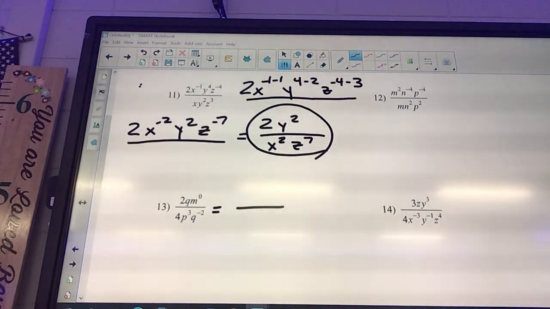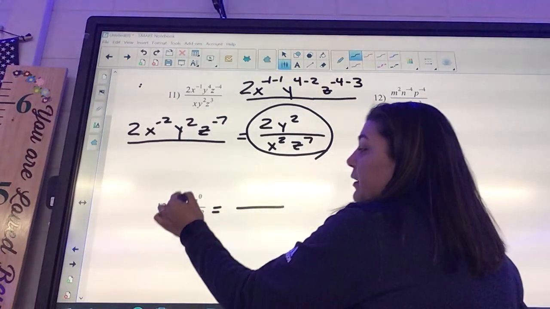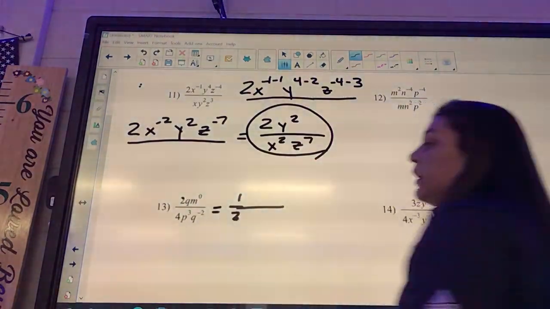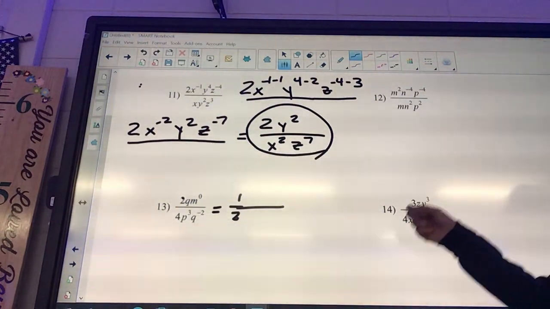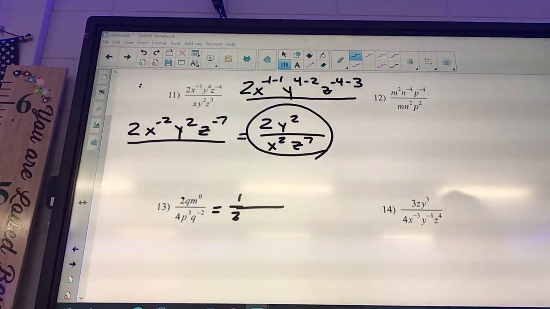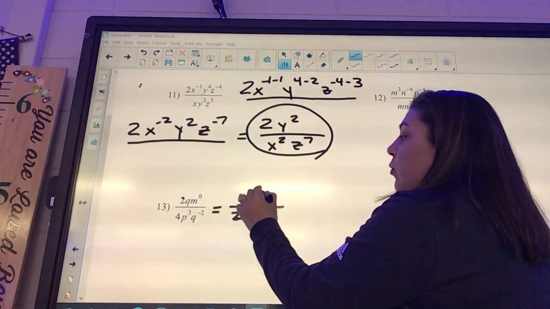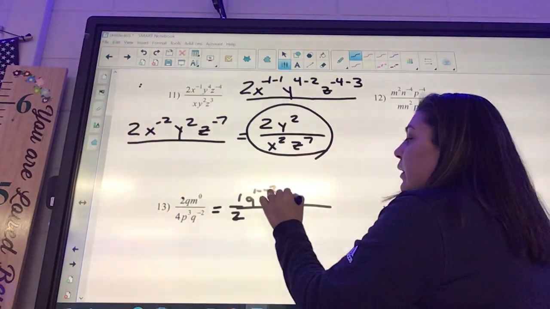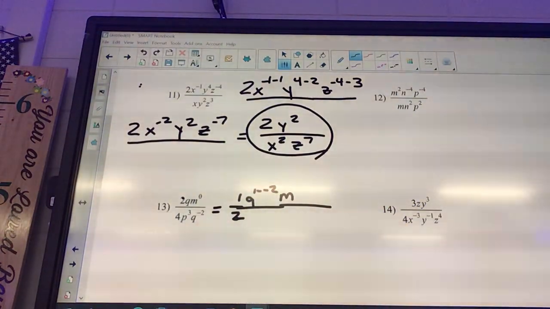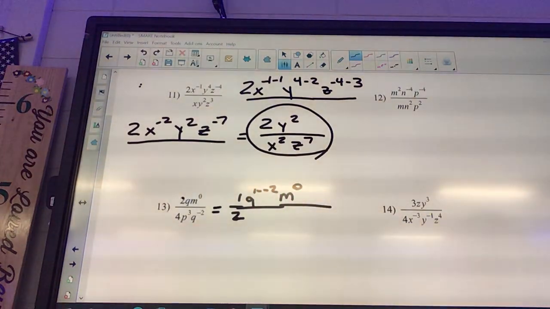Okay, 13. Does 2 over 4 simplify? To what? 1/2. Okay, so this part is going to simplify to 1 over 2. Okay, you've got to simplify the big numbers if they can. But 3 over 4, does that simplify? No, so it's just going to have a 3 over 4. Okay, and we're going to have q to the 1 minus -2, m to the what? 0, p to the 3.